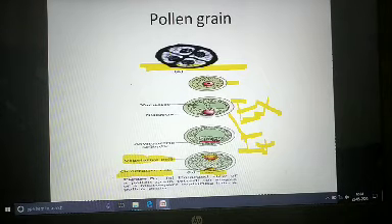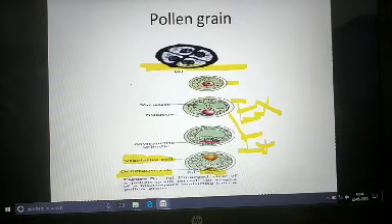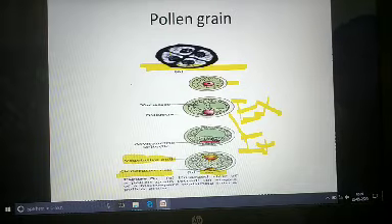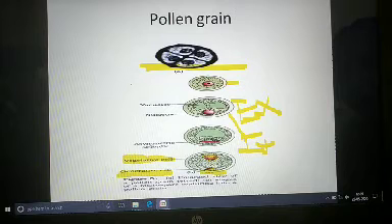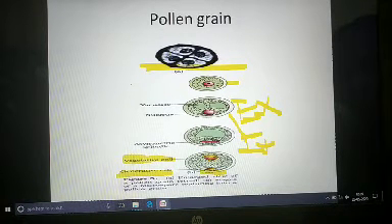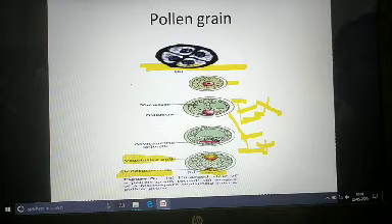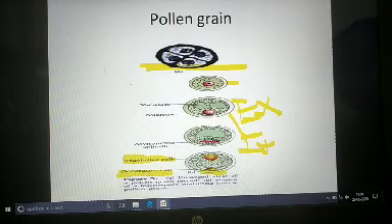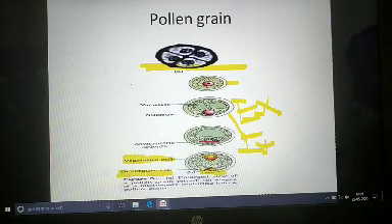This is very important because the generative cell is the one which divides mitotically and gives rise to 2 male gametes. What happens to the vegetative cell? Later on, the vegetative cell will degenerate. The function of the pollen grain is to develop the male gametes. Male gametes are developed by the generative cell, hence the name generative cell. The only cell which generates the male gametes is the generative cell, not the vegetative cell.